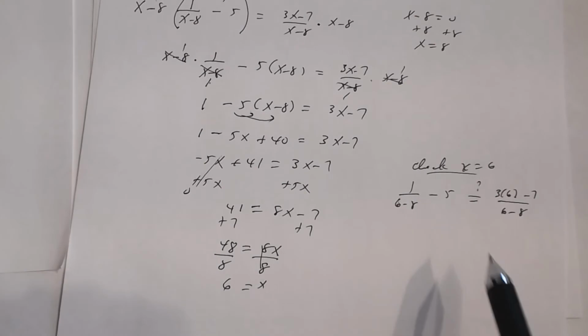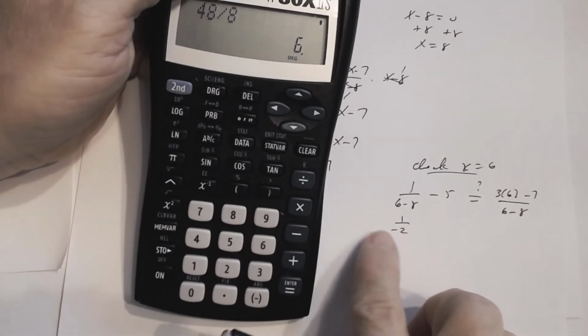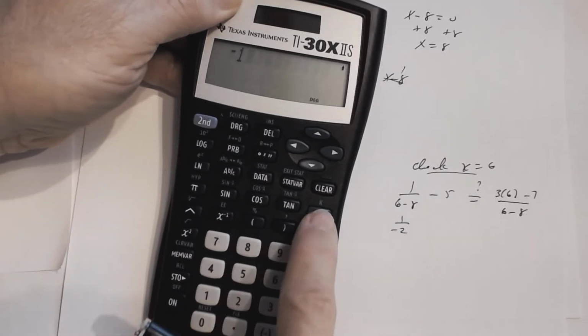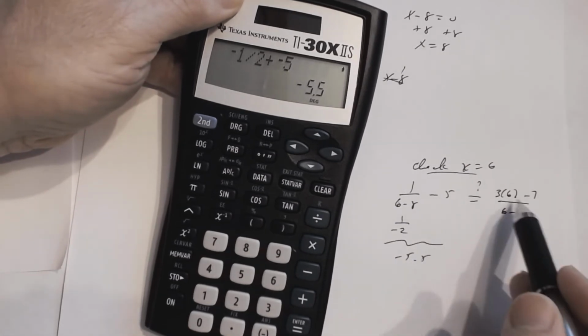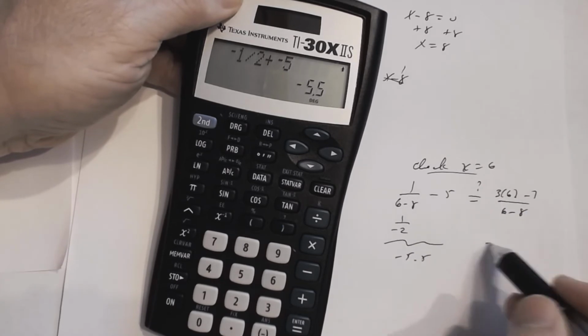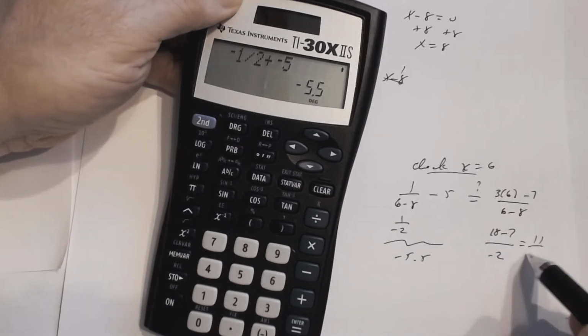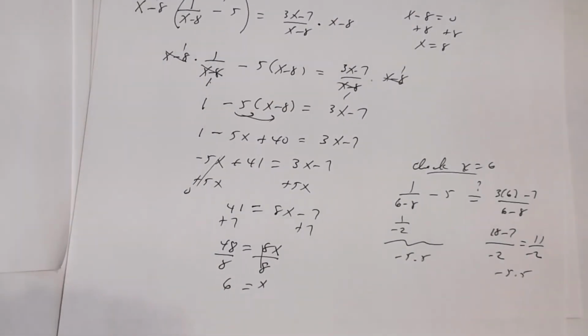All right. So notice here that's 1 divided by 6 minus 8, so that's 1 divided by negative 2, right? So negative 1/2. So if you use your calculator real quick, negative 1/2 and a negative 5, so negative 1 divided by 2 plus a negative 5 equals negative 5.5. So that side's negative 5.5, right? Over here, the numerator, 3 times 6 is 18, and you have 18 minus 7. The denominator is negative 2, right? And so you have 18 minus 7, which is 11, divided by negative 2. And then if I use a calculator, 11 divided by negative 2 gives me negative 5.5. So you get the same thing. All right, so x equals 6 is the solution.